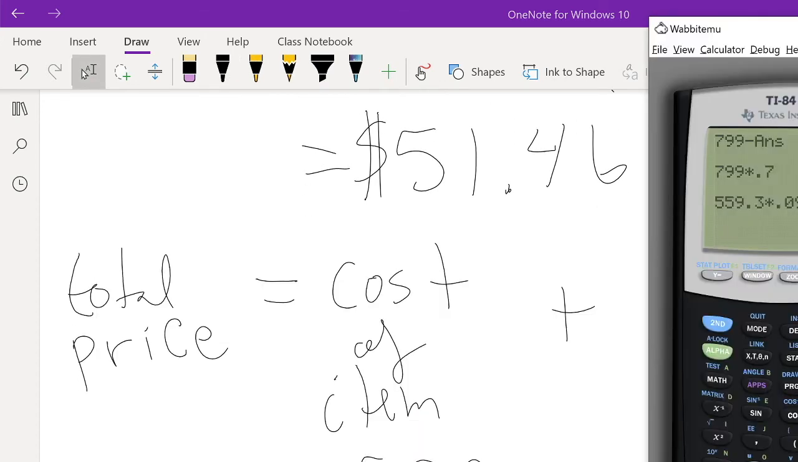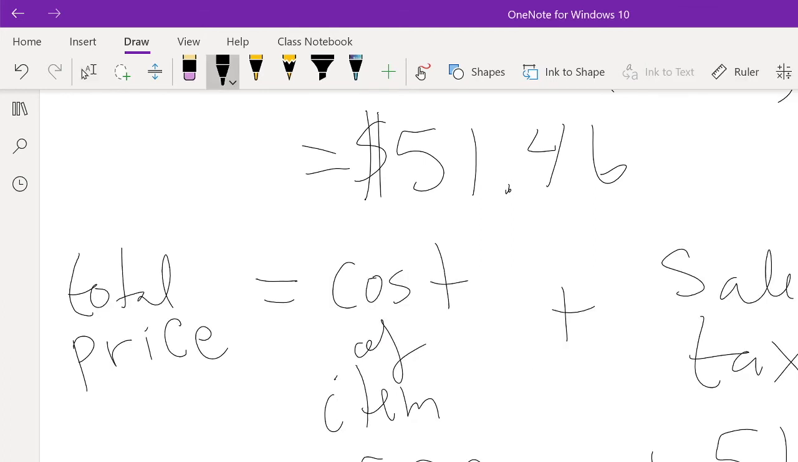So here, 559.30 plus 51.46, and enter, and a total of $610.76. And again, that is our total price. Out the door with the TV, we pay $610.76.